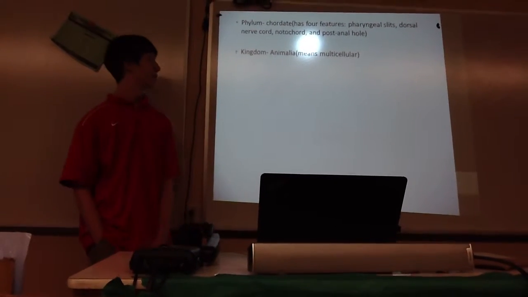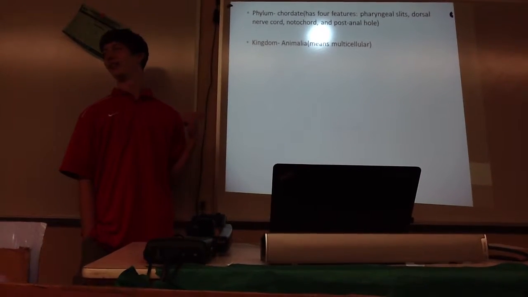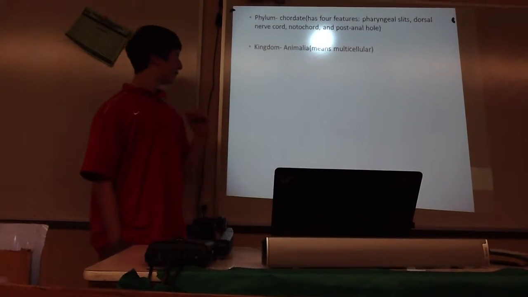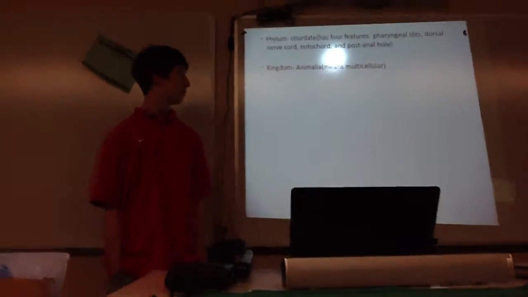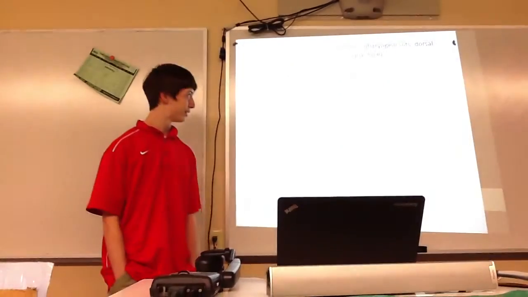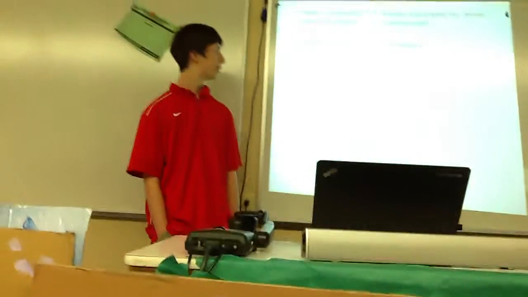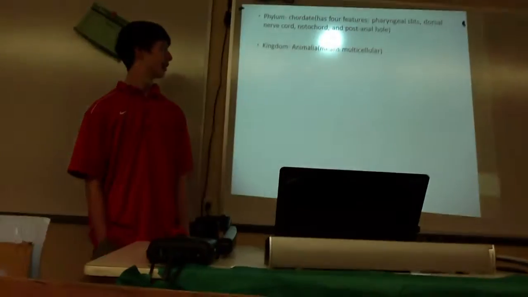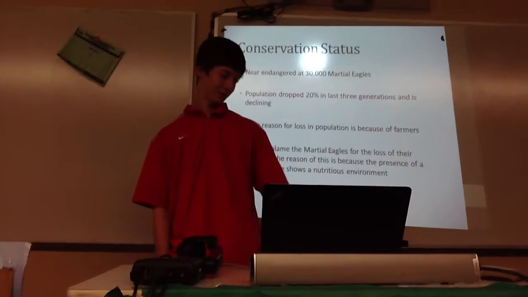And its phylum is Chordata. They have 4 features, which are the pharyngeal slits, a dorsal nerve cord, a notochord, and a post-anal tail. And the kingdom is Animalia, which means multicellular.